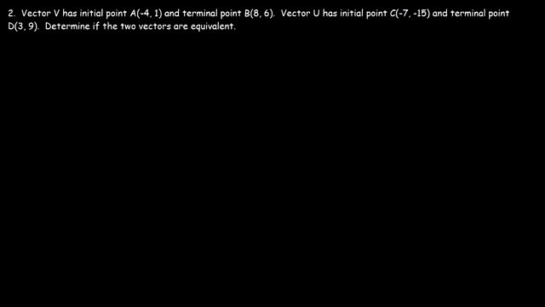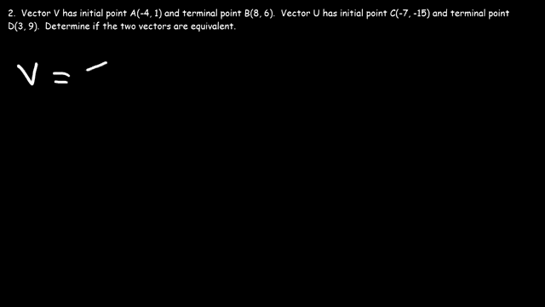Let's try this problem. Vector v has initial point a, (-4, 1), and terminal point b, (8, 6). And vector u has initial point c, (-7, -15), and terminal point d, (3, 9). Determine if the two vectors are equivalent. So how can we determine if two vectors are equivalent? Well, they need to have the same magnitude and the same direction. So let's begin by finding the component forms of vector v and u.